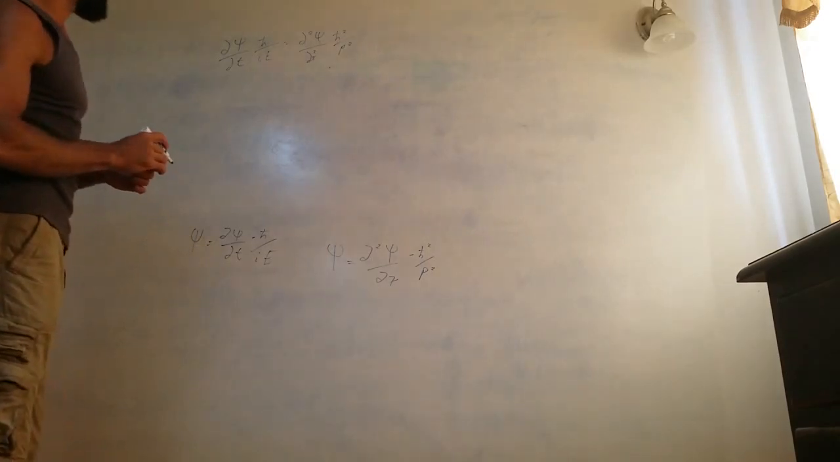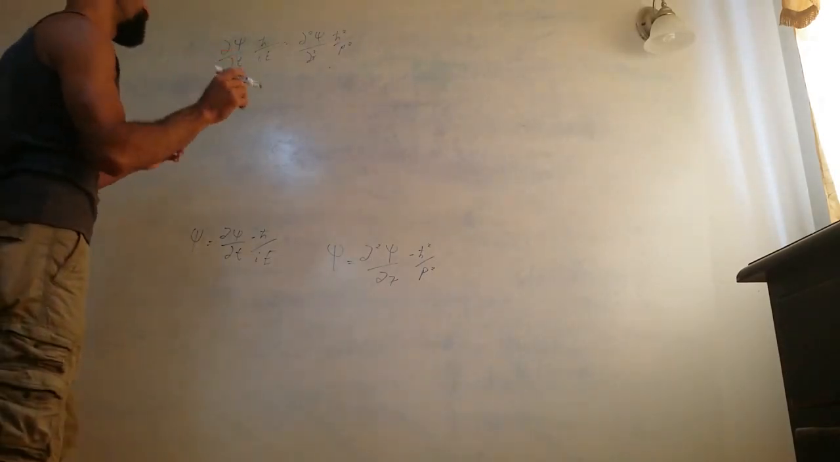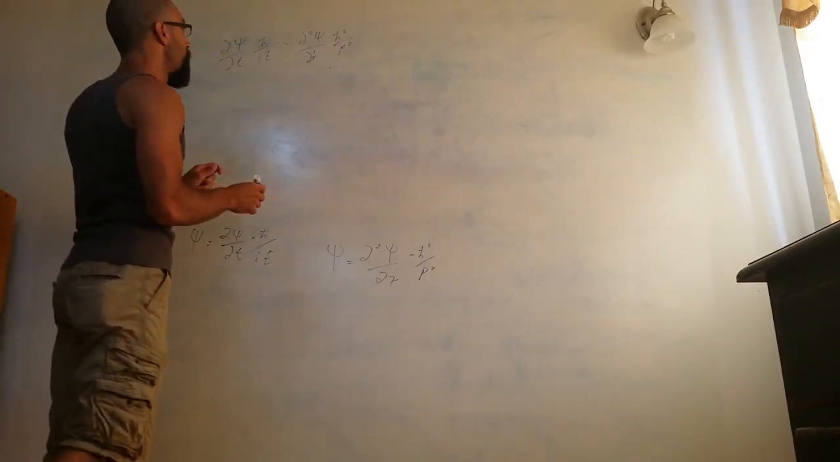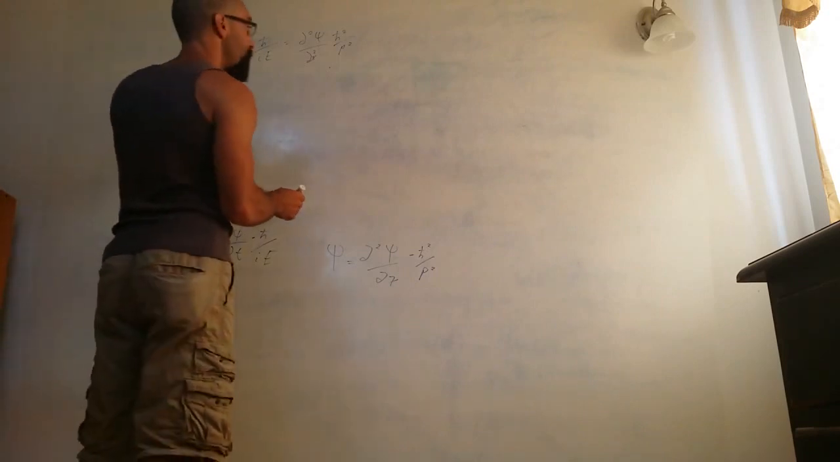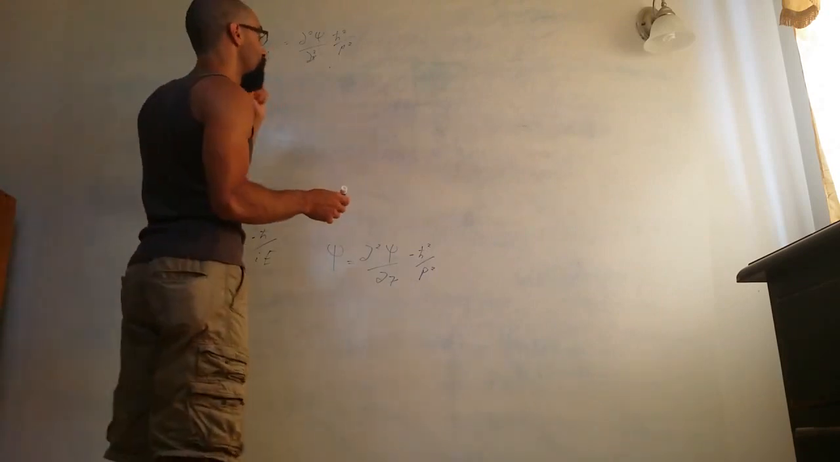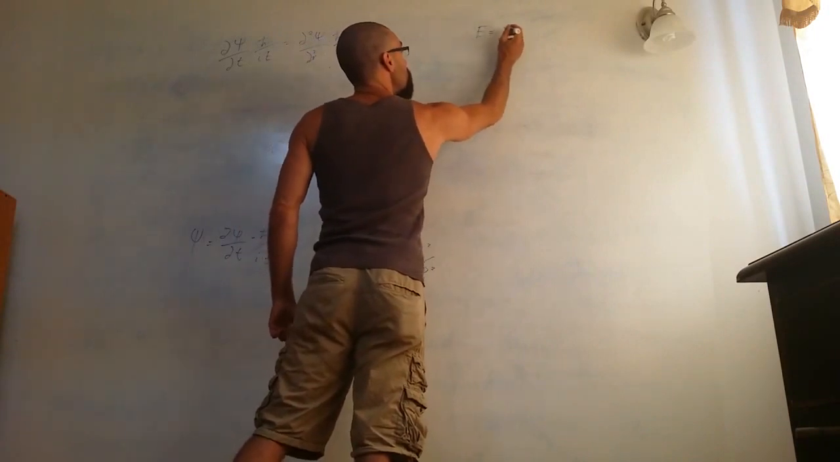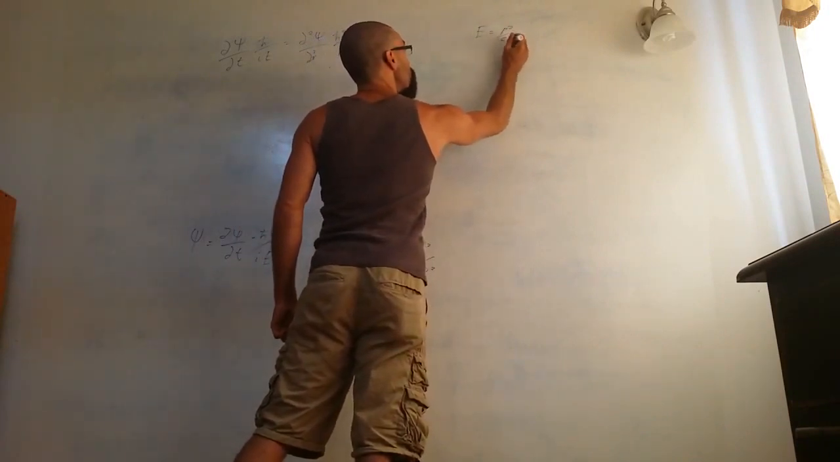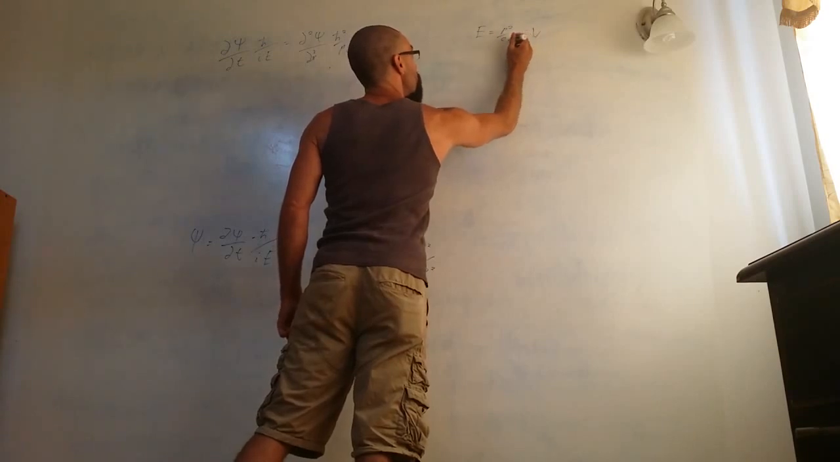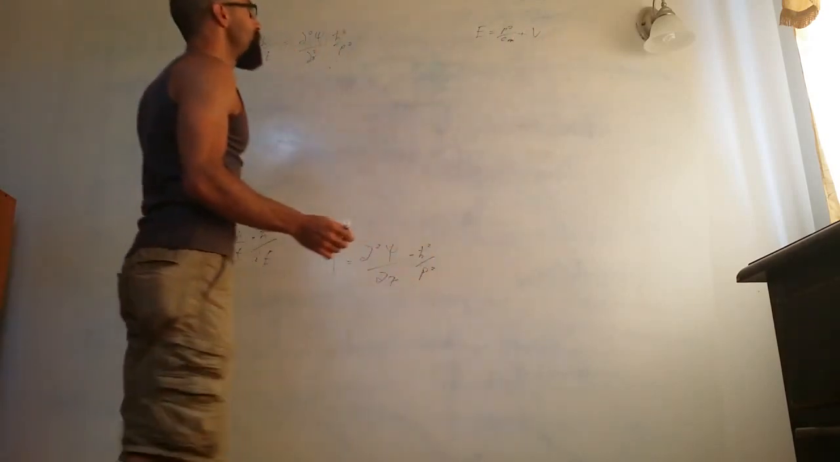Now, what I'm going to do next is take a classical formula for energy and insert it into here. You guys might remember, if you took any classical physics, that energy is equal to p squared over 2m plus V, the potential energy. So we can use this now.